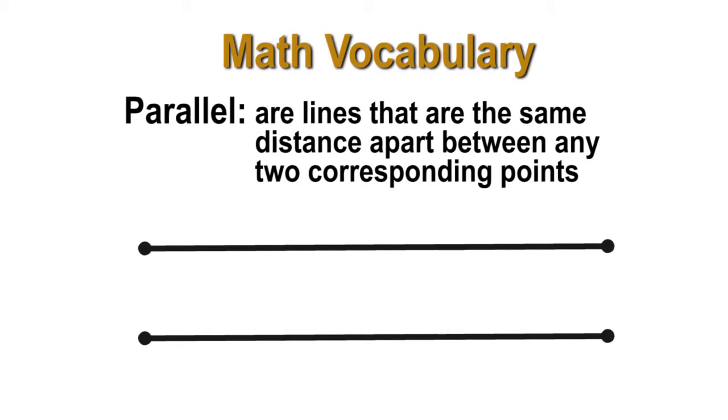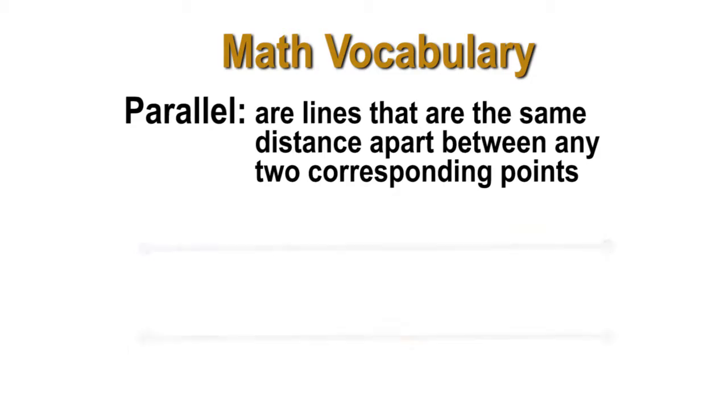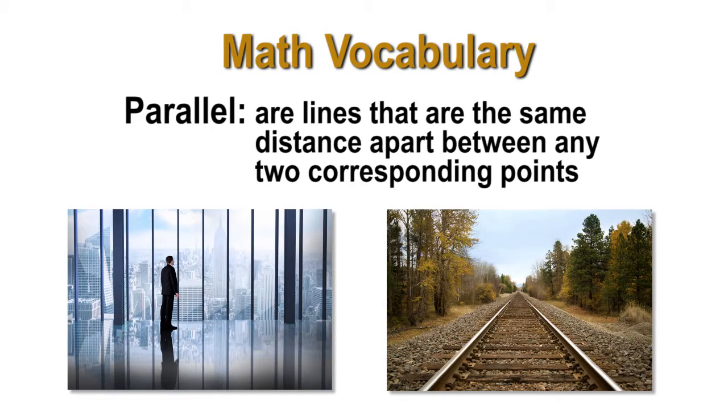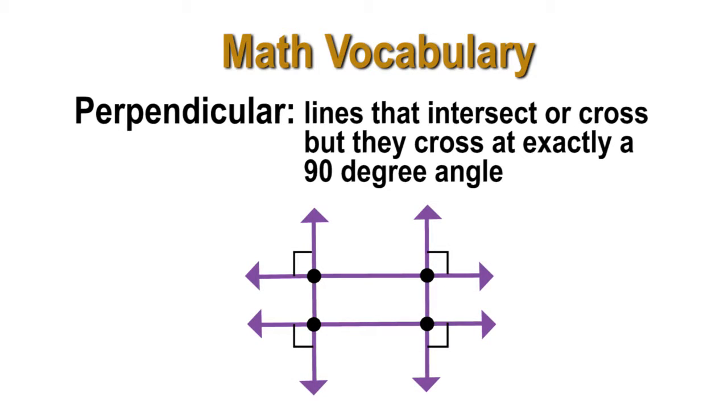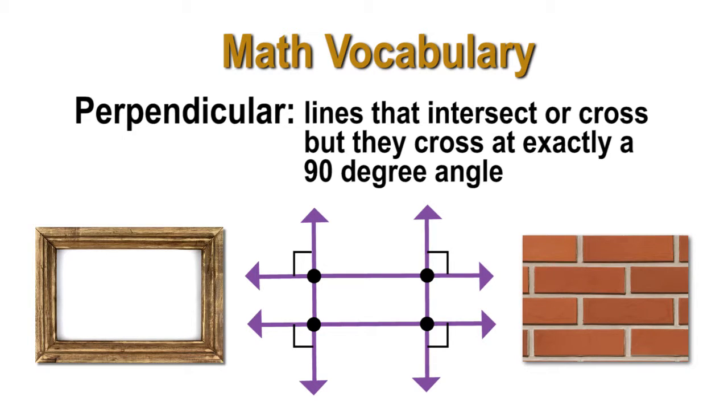Parallel lines are lines that are the same distance apart between any two corresponding points. You might say that these lines never cross. Examples might be vertical lines on a window pane or train tracks. Perpendicular lines are lines that intersect or cross, but they cross at exactly a 90-degree angle. Examples could include the vertical and horizontal side of a picture frame, or the vertical and horizontal intersections of the mortar lines between bricks.